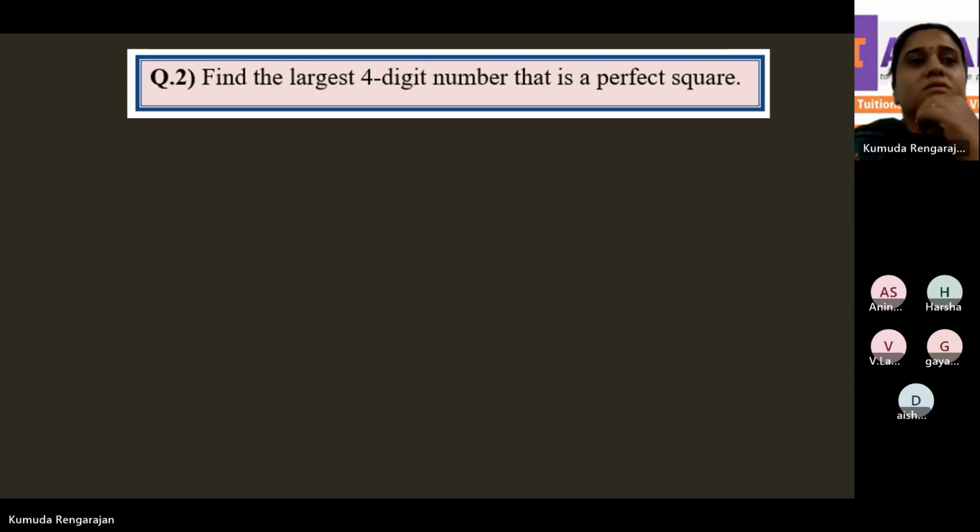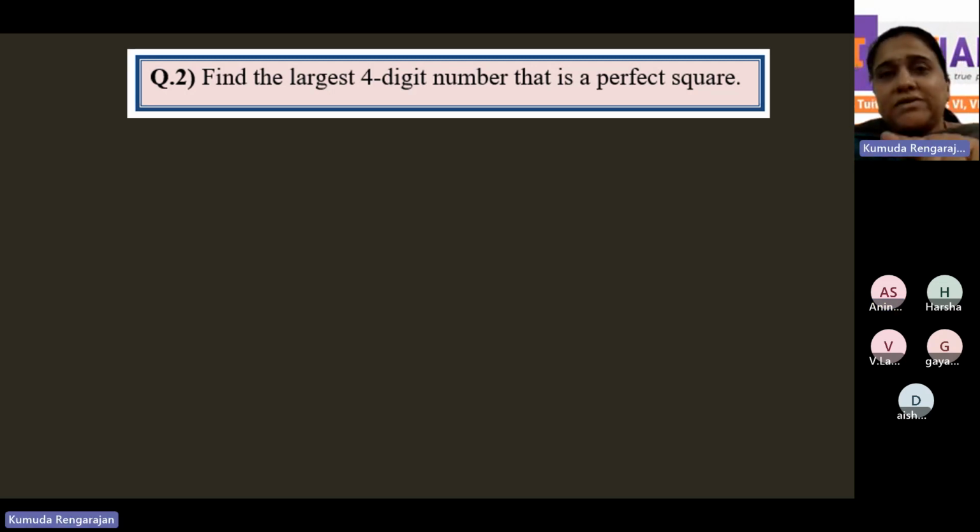Yeah. Second one. Ma'am, can I say? Yeah. Ma'am, for this one, the largest 4-digit number, which is 9,999, we will solve it by long division and we'll get the remainder as 198. So we'll subtract 198 from 9,999, and we'll get 9,801, which is a perfect square number.